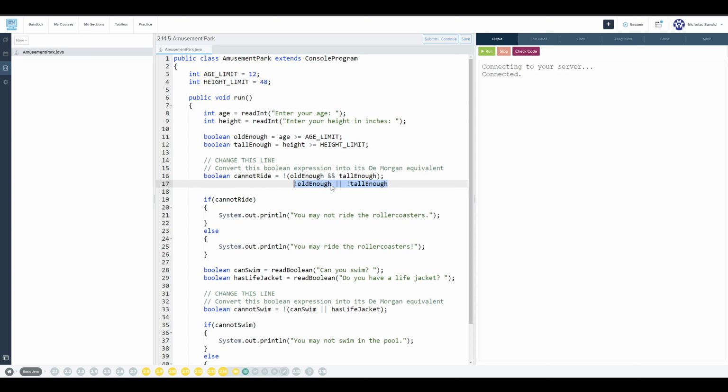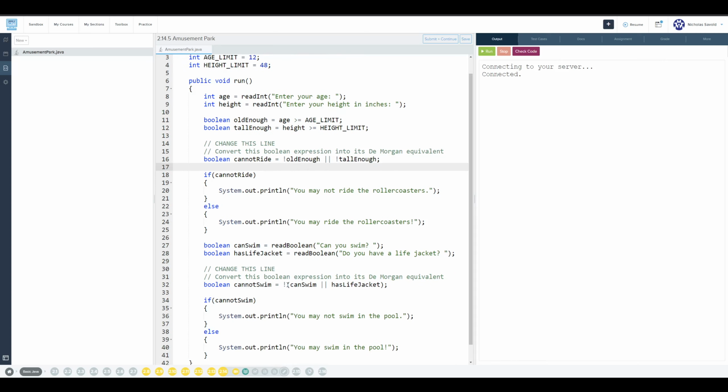If you're not old enough and tall enough, then you're either one of those. That was shown on the Venn diagram. That's our conversion. We get rid of that extra line. Then down here, we're going to distribute. This is the distribution.